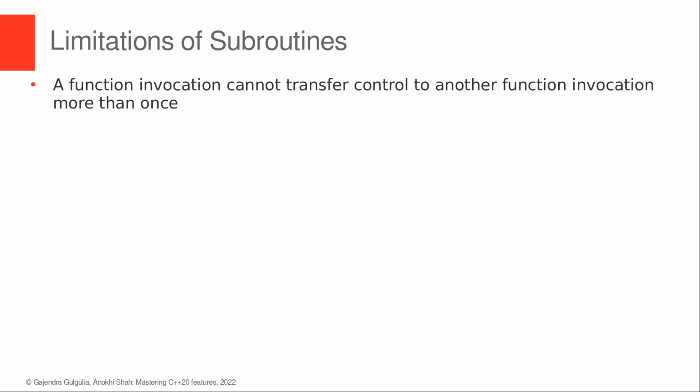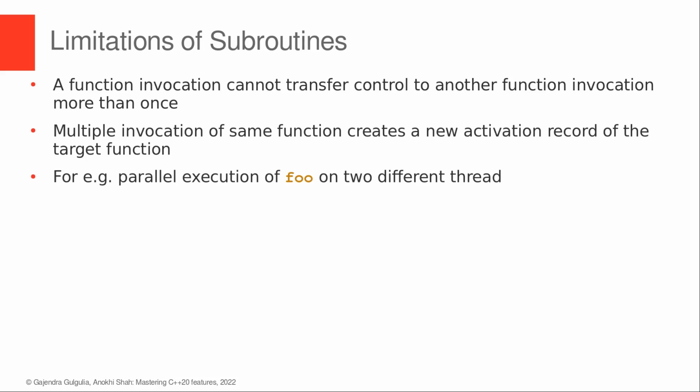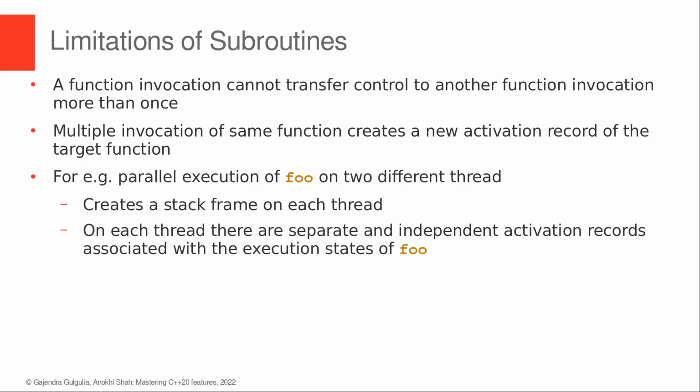A function invocation cannot transfer control to another function invocation more than once. Multiple invocation of the same function creates a new activation record of the target function. For example, parallel execution of foo on two different threads creates a stack frame on each thread, and on each thread there are separate and independent activation records associated with the execution states of foo.